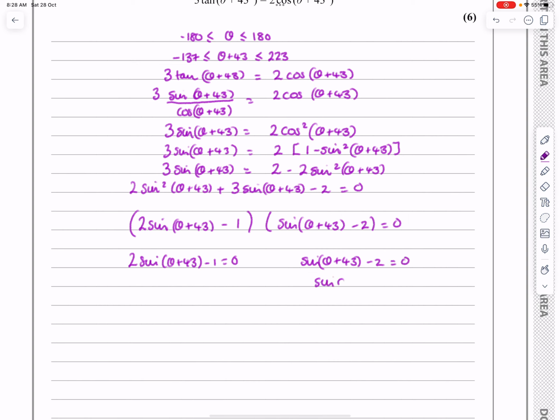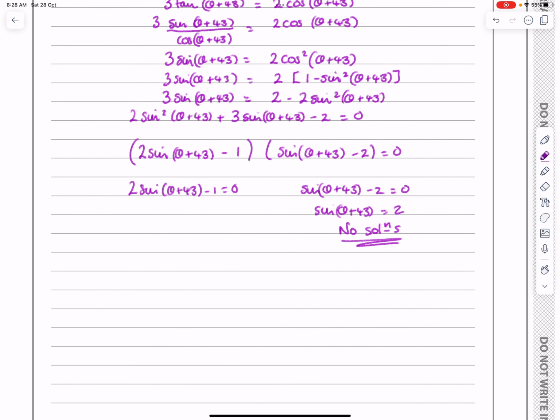This is going to give me sin(theta + 43) equals 2, which means there's no solutions. I was absolutely ready for that to happen. Good way of them testing all my different bits of knowledge there. So that's not a surprise to me. Sine can never be equal to 2. So from the other one, sin(theta + 43) is going to equal a half, which means that theta + 43 is going to be equal to 30 degrees or 150 degrees.